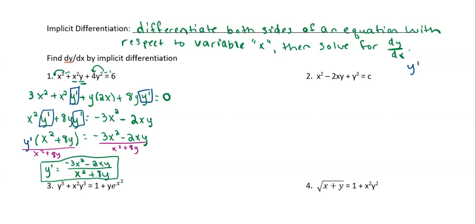Let's try the next one. So when we try to solve this, take the derivative normally, but then don't forget to account for the y. So we have a product rule again right here. So the derivative of x squared, bring down your power, that becomes 2x. And then we have the product rule.